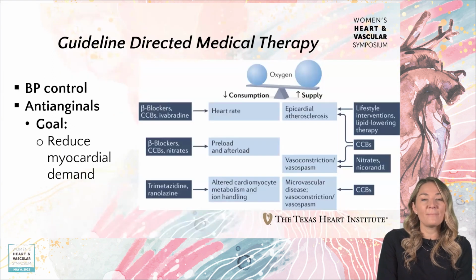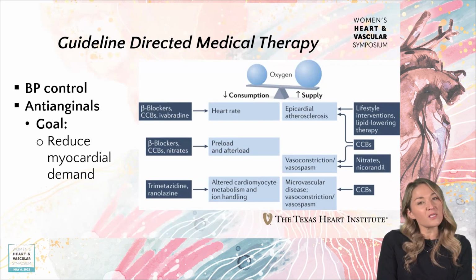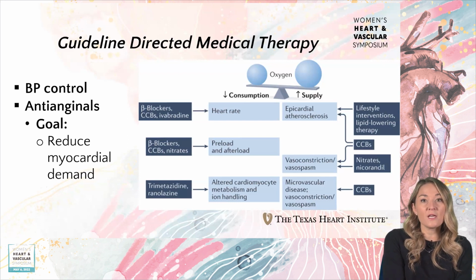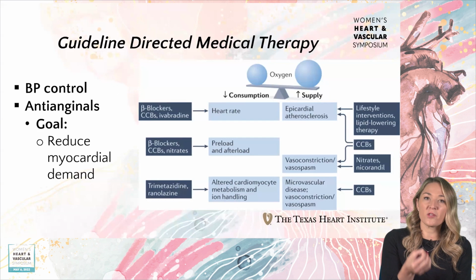All right, I like this little image over here. So patients, guideline-directed medical therapy for patients who have coronary disease. What is our goal? And for patients who have chest pain, the goal is, how do we decrease the consumption and supply oxygen discordance that's happening to their muscle? So you want to decrease demand and increase supply of blood to the heart muscle to decrease chest pain, okay?